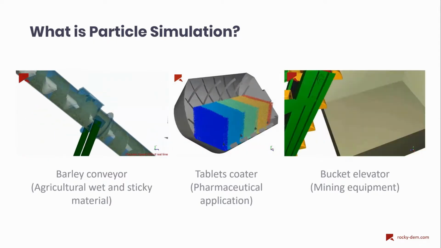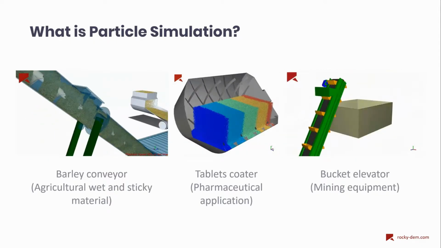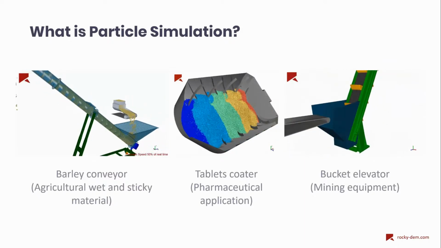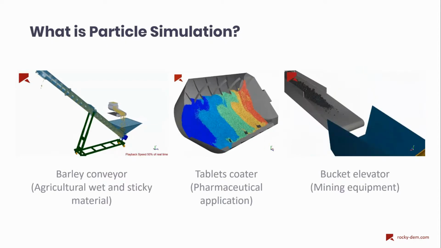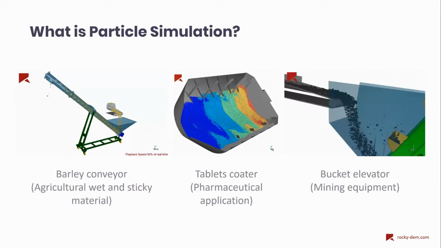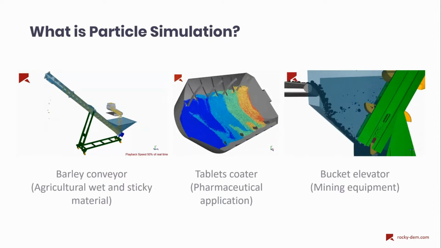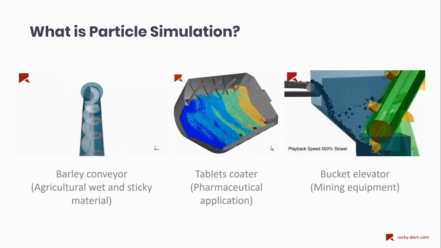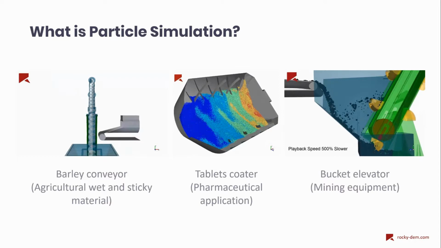And on the right-hand side, we have the bucket conveyor, and we can see how the geometry movement and particle-geometry interaction can be important in DEM simulation to be able to represent the real shape of the particle, movement of the geometry, and have motion, different motion frames nested together.